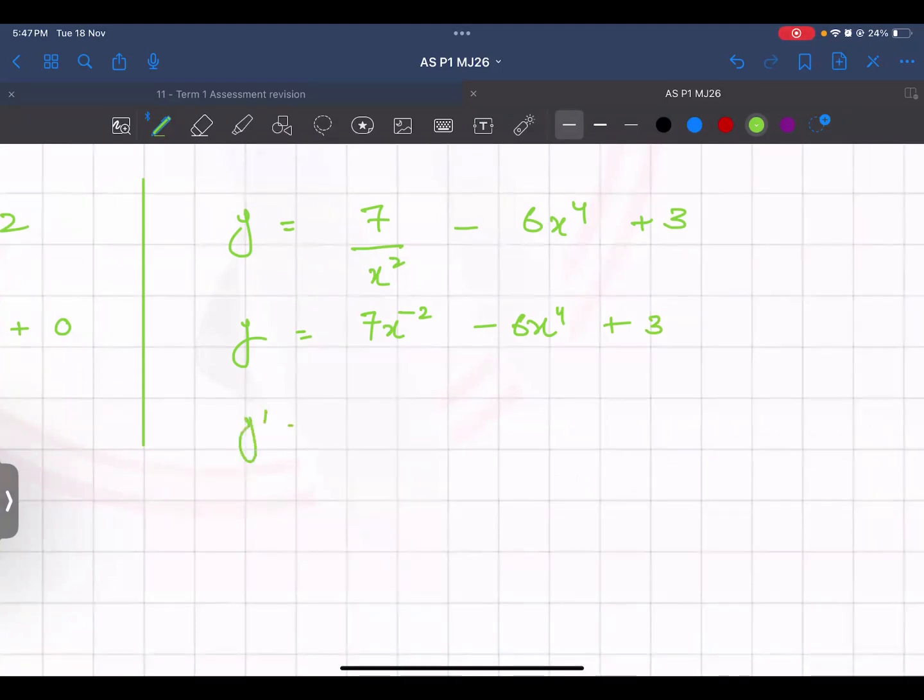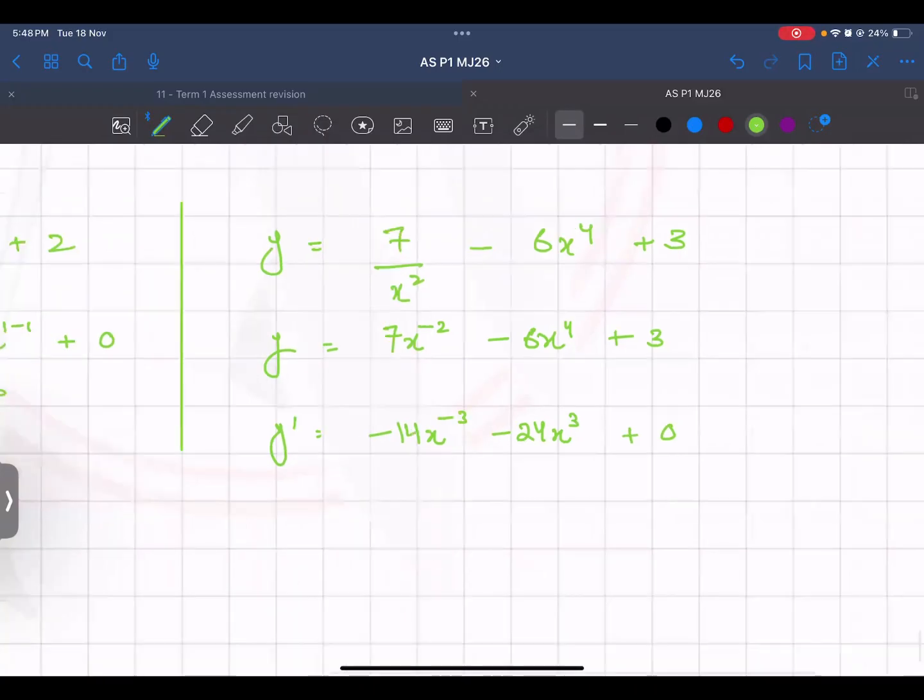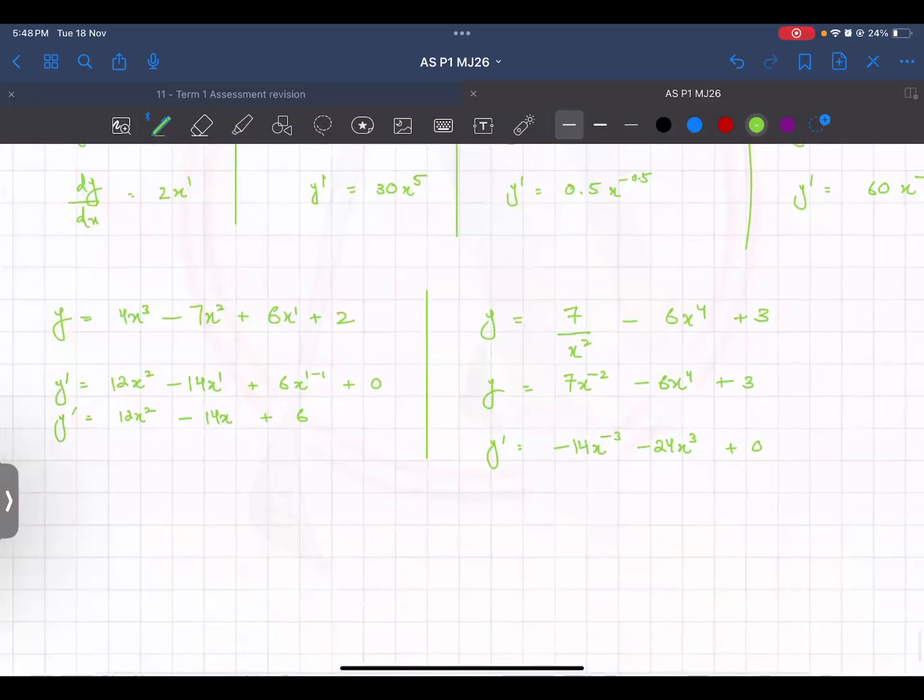So the y derivative will be: the minus 2 will come down and multiply with 7, so this becomes minus 14. And the x power will reduce by 1, so minus 2 minus 1 will be minus 3. Then 4 multiplies with minus 6, so this becomes minus 24. And the x power 4 minus 1 is 3. And 3 is a constant, so its derivative is 0. This is your answer, the derivative.